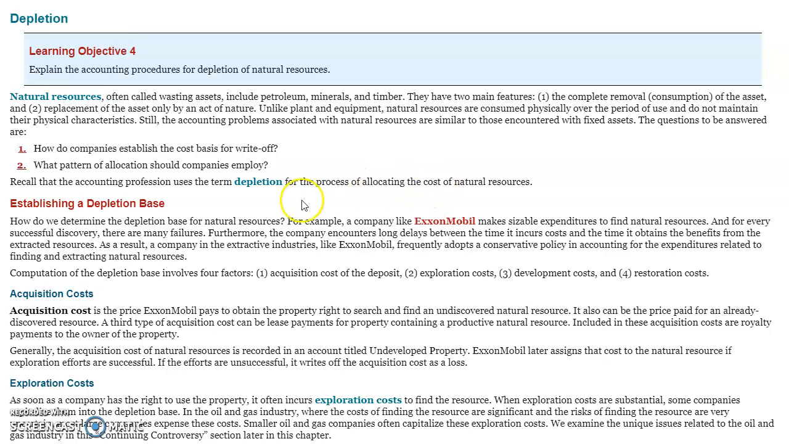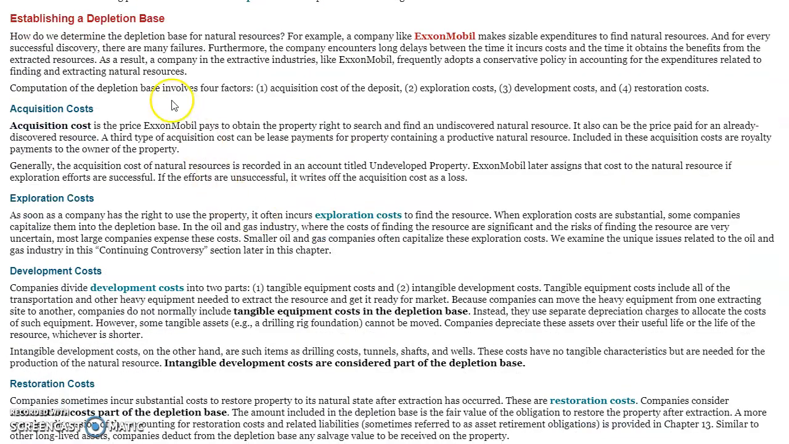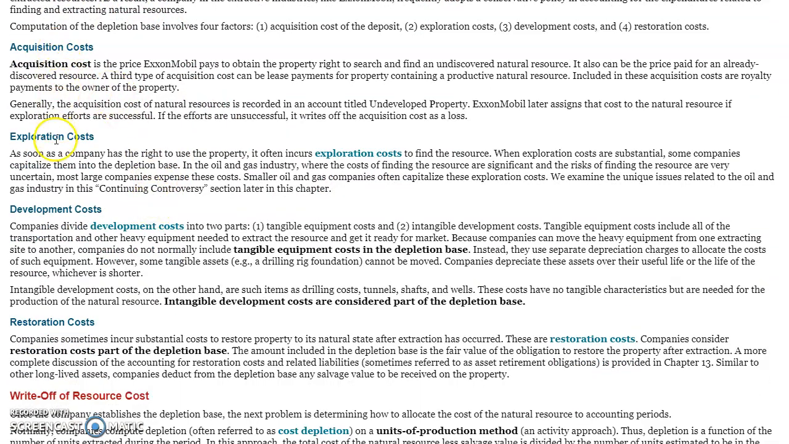So there's many different costs that go into when we're figuring out depletion, and this is something that you should be very familiar with, is the acquisition cost. Notice that they say the acquisition cost is recorded in an account called undeveloped property, and later assigns that cost to natural resources if it's successful. Right. They have exploration costs. They're talking about how we are going to treat these costs, development costs, restoration costs. So you should read through these sections in your textbook to see how we treat each of those individual costs for natural resources.